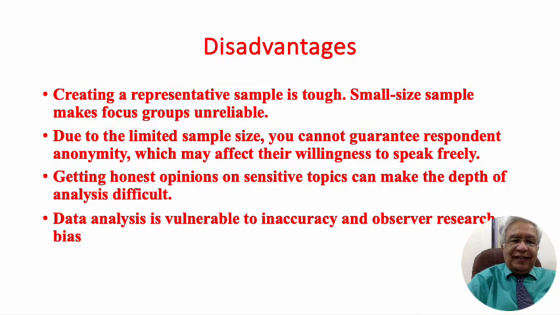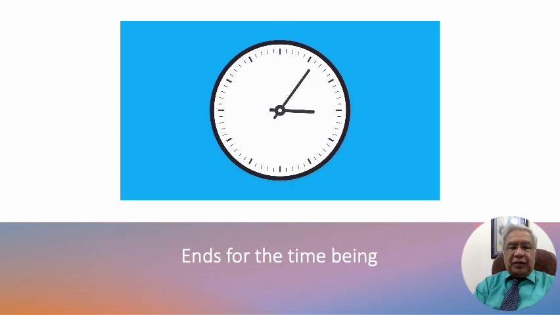But then there are also disadvantages of the same method, just as there are advantages. For example, it has a very small sample size that cannot be called representative of all the people, and because of the limited sample size it is also very difficult to guarantee the anonymity of the respondent. Therefore there could be problems of sensitivity of the opinion and sensitivity about the topic, in-depth analysis is not possible in face-to-face discussion, and ultimately one can say that data analysis is vulnerable to inaccuracy and observer bias as well. So that was all about the introduction of focus group.